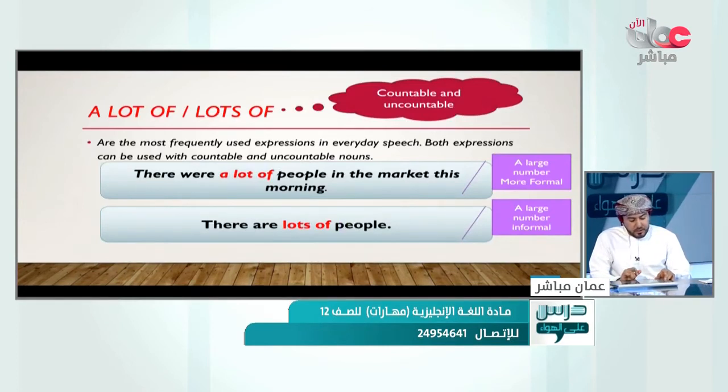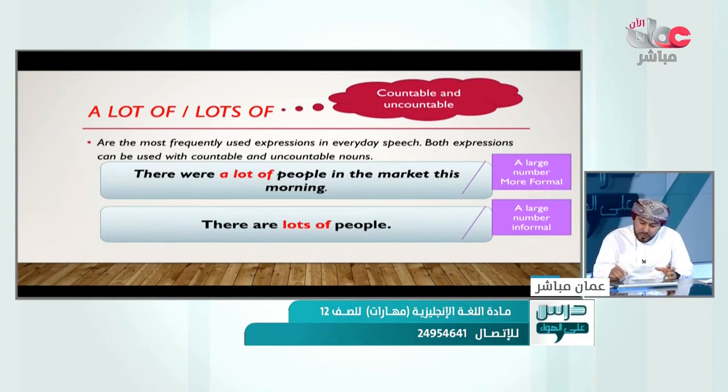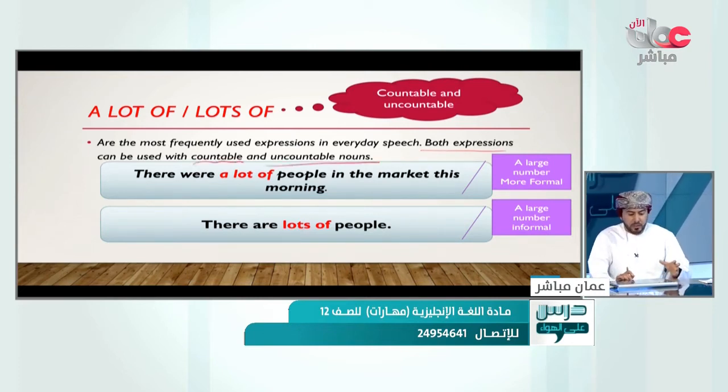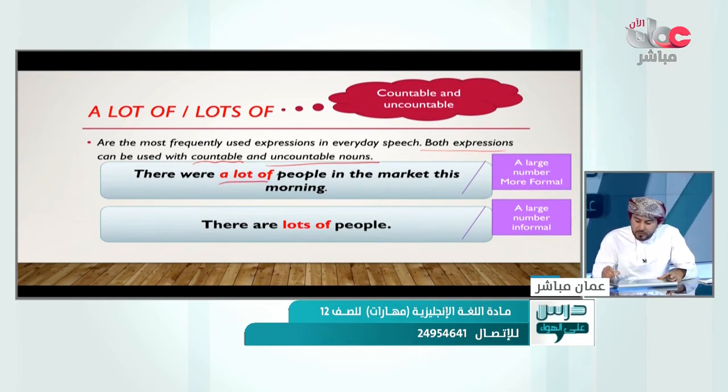Let us talk and differentiate what is the difference between a lot of and lots of. It can be seen that a lot of and lots of have the same meaning, and both expressions can be used with countable and uncountable nouns. They only differ in formality, as we said before. A lot of is more formal.